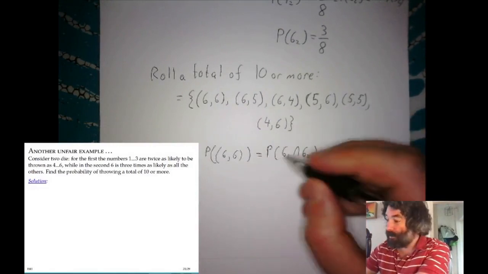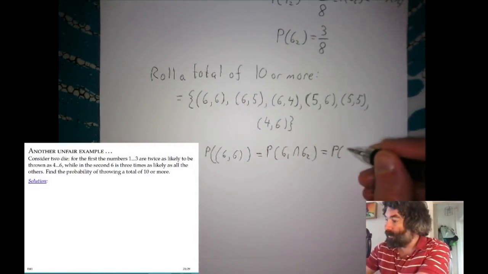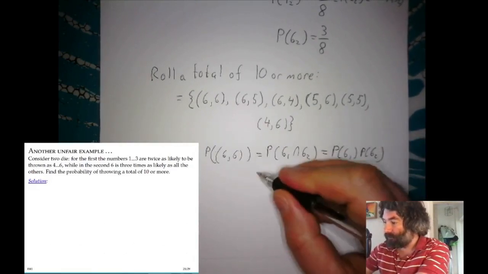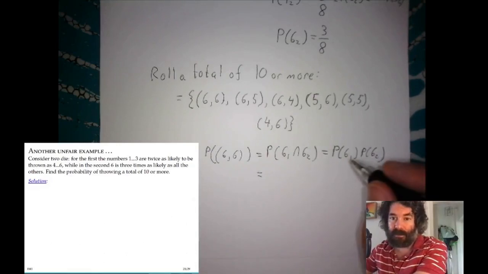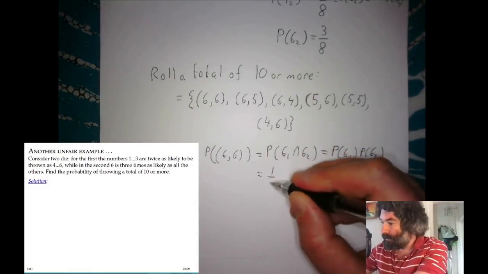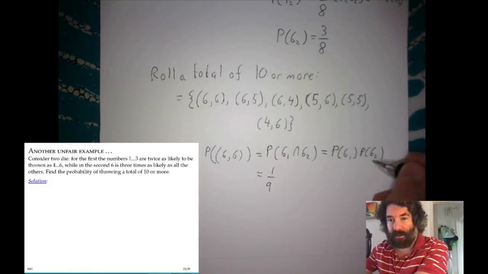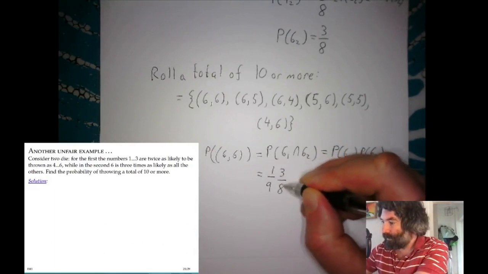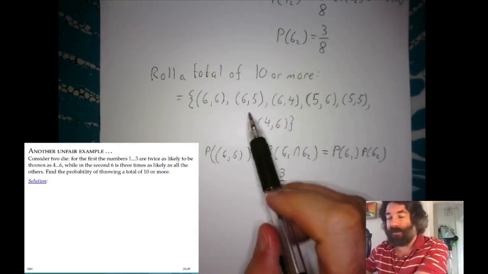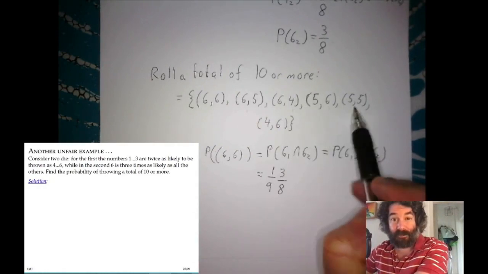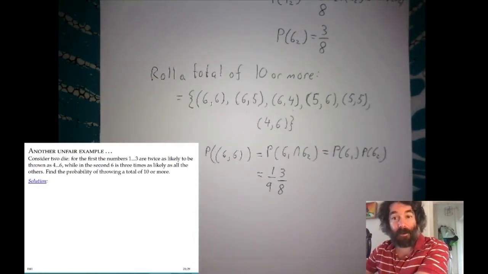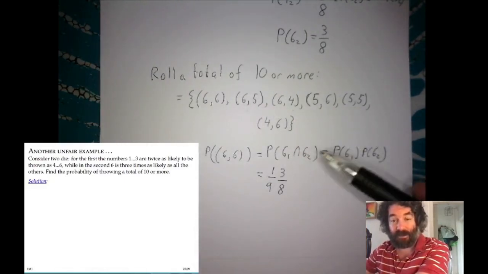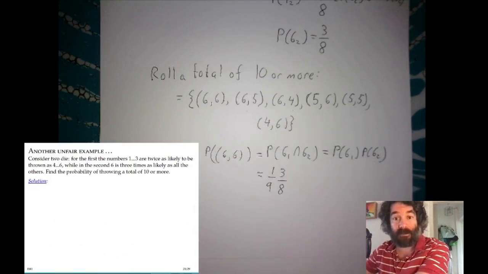Because the two rolls are independent, that's equal to the probability of rolling 6 on the first die times the probability of rolling 6 on the second die. And we got the probability of rolling 6 on the first die was 1/9. The probability of rolling 6 on the second die was 3/8. And so we just now need to do this for each of the other outcomes in this event, and then add up all those probabilities. The probability of this event, because each of the outcomes are disjoint from the others, will be the sum of the probabilities of each of the individual outcomes.